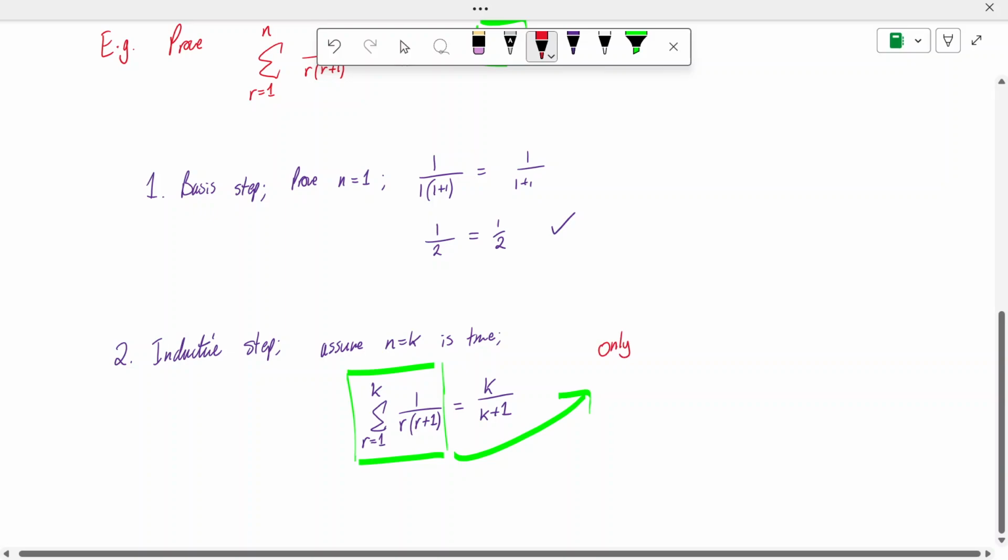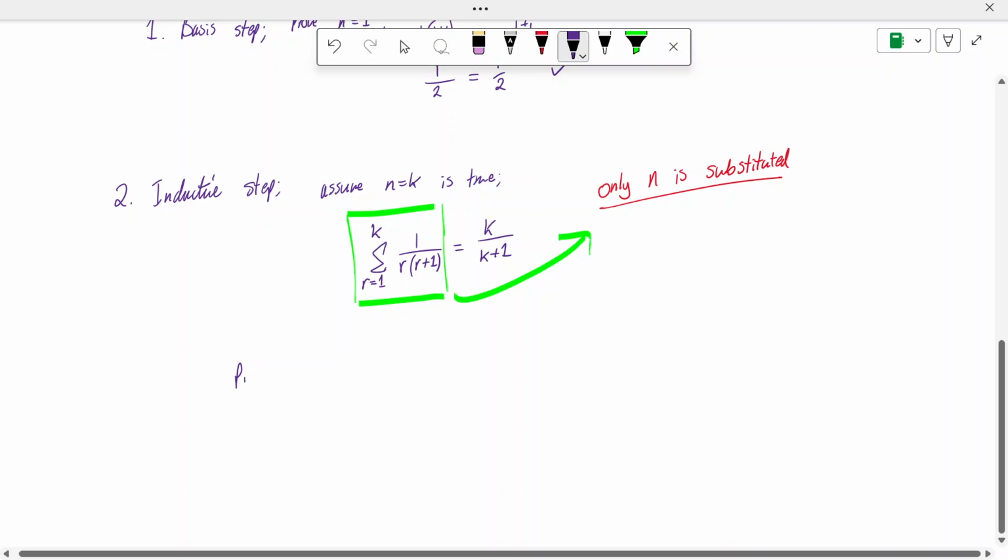This is something that appears time and time again during past external exams. Only n is substituted. If the expression includes anything other than n, if it includes an r, a j, a b, whatever it is, you do not substitute that. Only n is substituted.